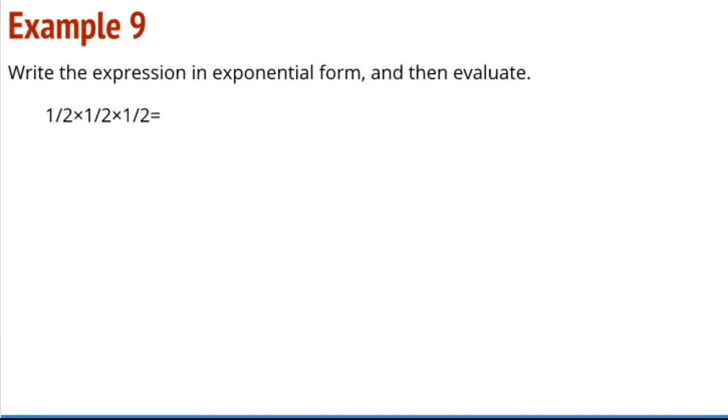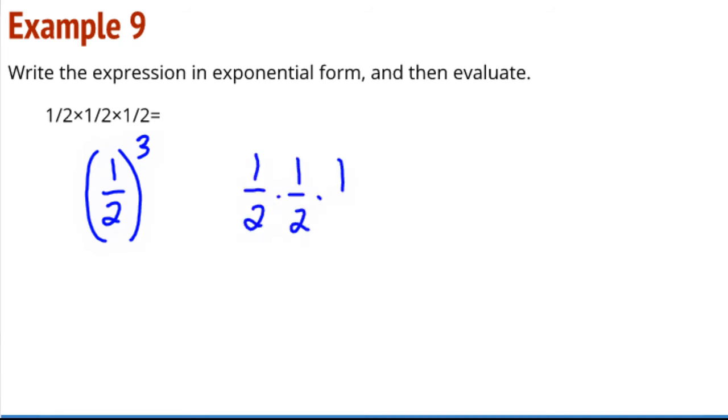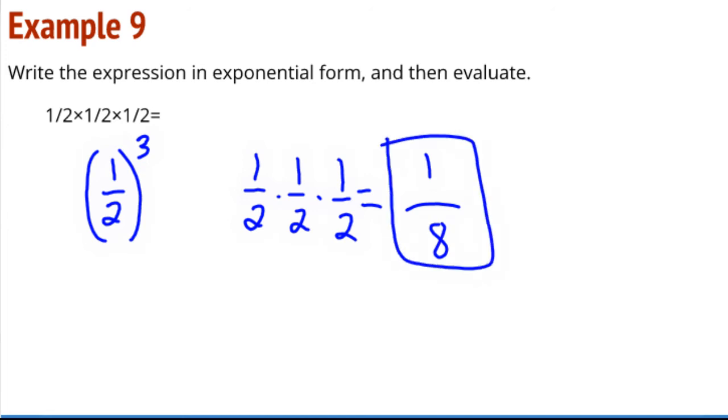So here we have an expression, and we're supposed to write it in exponential form and then evaluate it. So this would be 1/2, and it would be raised to the third power. And that's 1/2 times 1/2 times 1/2. Love ones, they're easy to multiply. And 2 times 2 times 2 is 8. So I get a value of 1/8.